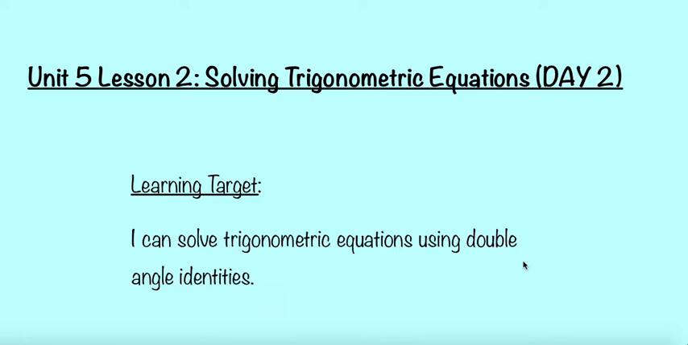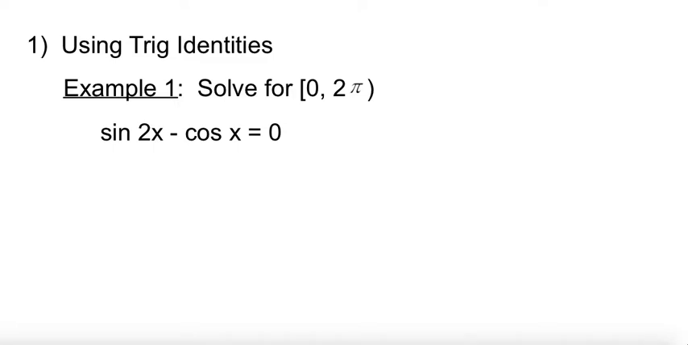Today we are going to solve trig equations using double angle identities. So our first example here is the sine of 2x minus the cosine of x equals 0.